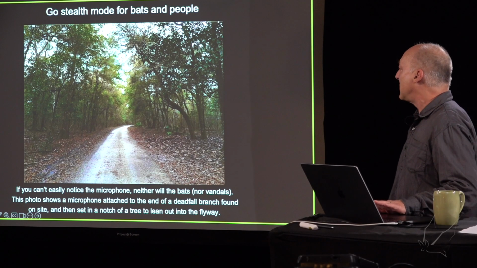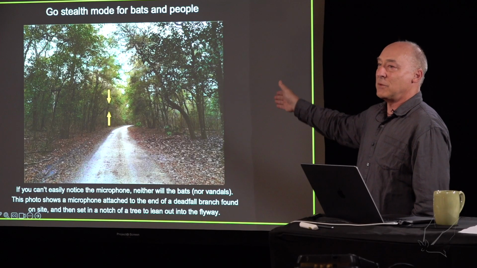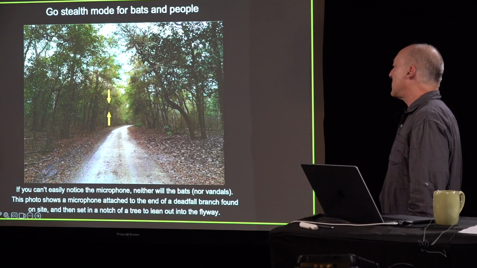And in fact, that's where the microphone is in this picture, on that branch that I just had leaned out from the crook of a tree. And the electronics are put down in the leaf litter where you can't see them. This was down flight from a known roost, and the bats were flying down this corridor to forage at a river farther on down that track.